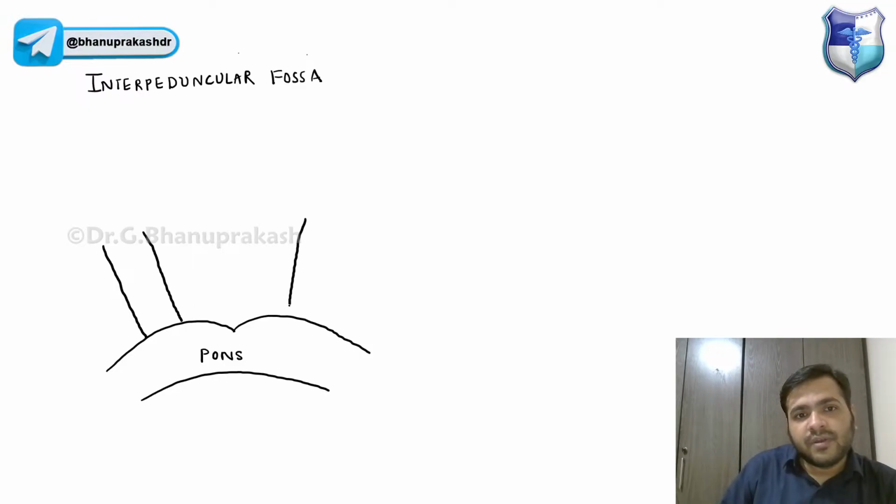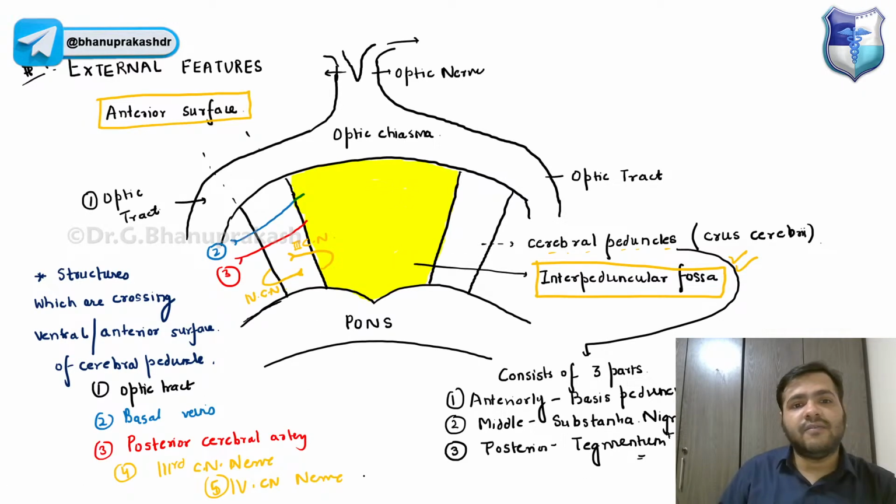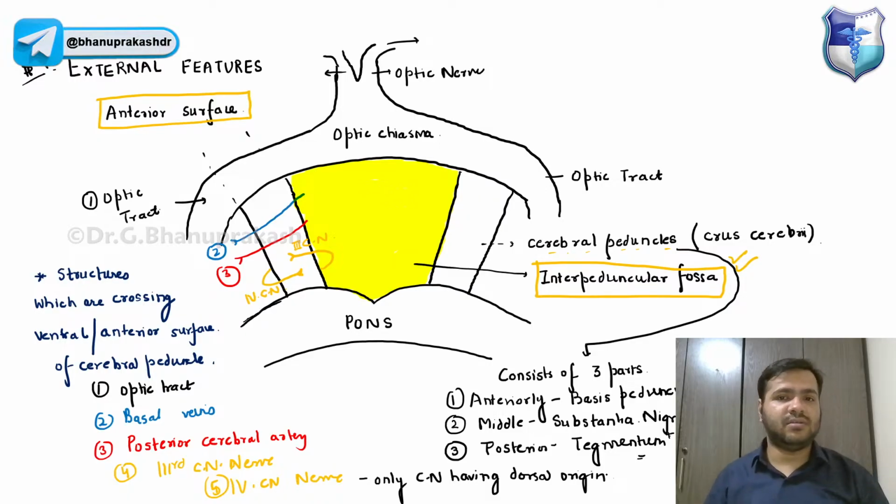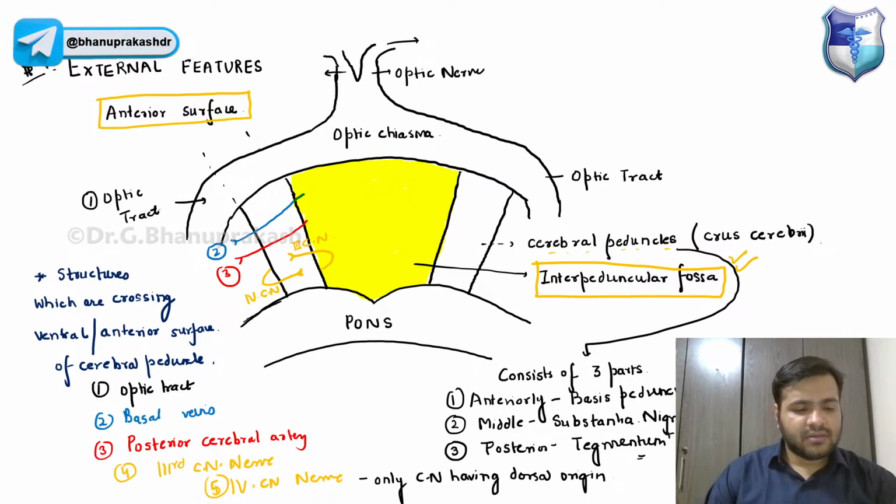Now the fourth cranial nerve, guys, please mention it in your notes as well. It is the only cranial nerve having dorsal origin. Very important. So it's the only cranial nerve which is having the dorsal origin.